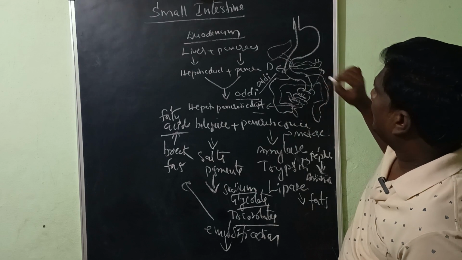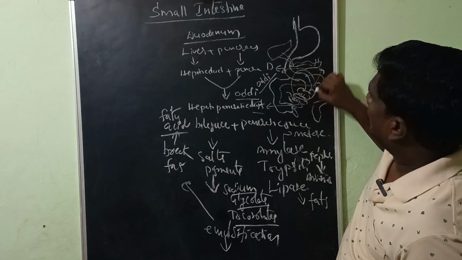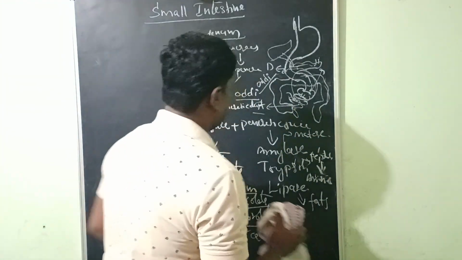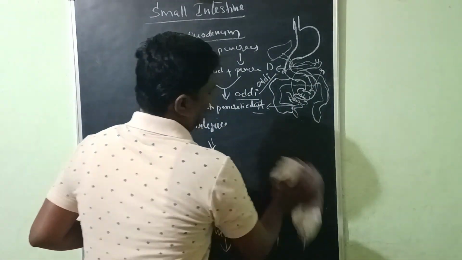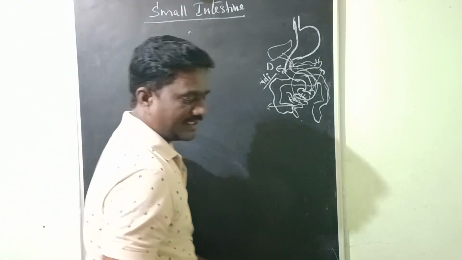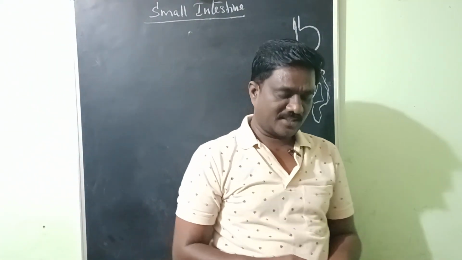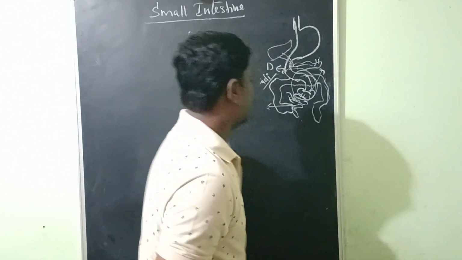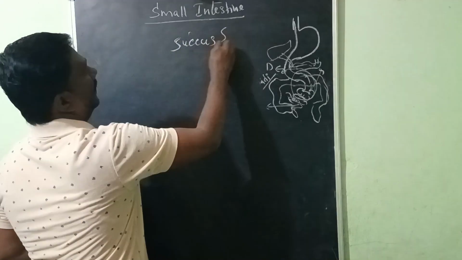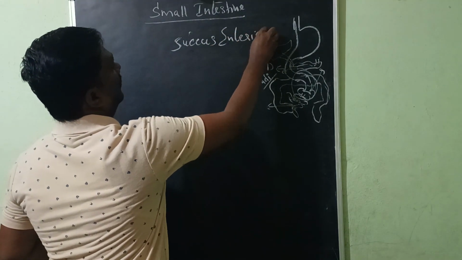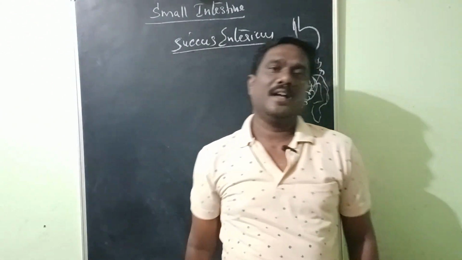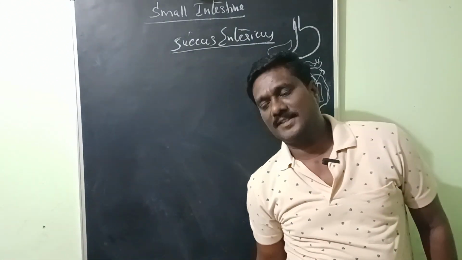The next part is the jejunum. In the jejunum and duodenum area, there are secretions from the small intestine cells. That secretion is called succus entericus. Succus entericus is the secretion of small intestine cells.